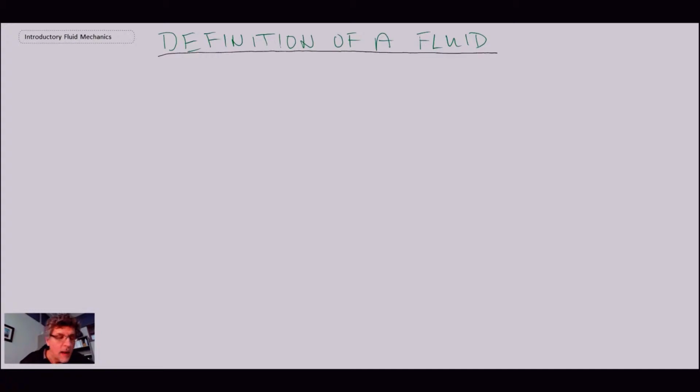Welcome to Fluid Mechanics. This is the first lecture of a course in Introductory Fluid Mechanics, and what we'll be doing in this lecture is beginning with the most basic components of a course in fluid mechanics, and we'll start by looking at the definition of a fluid. So, beginning with the definition of a fluid, we'll look at one of the characteristics of a fluid that distinguishes it from a solid.